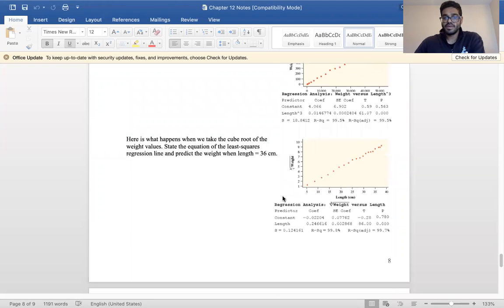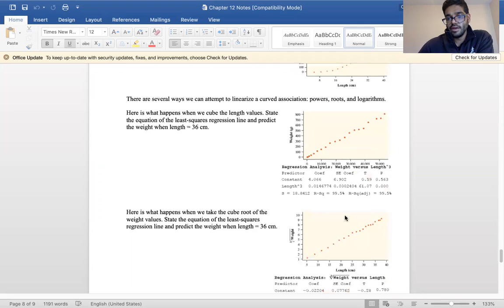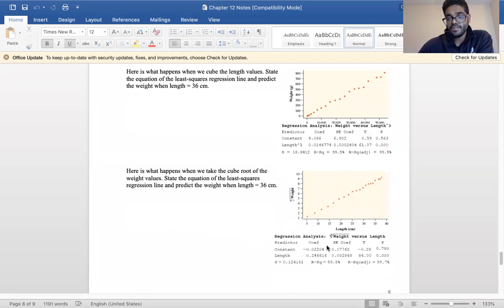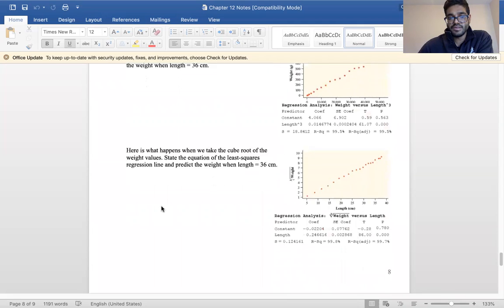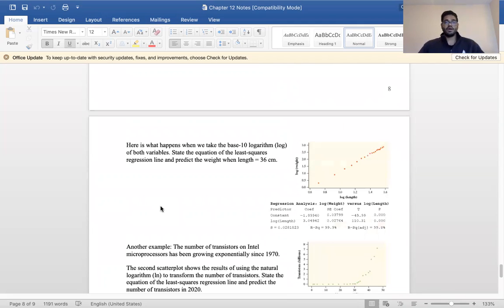Now, same thing here, except here we've transformed the y. So we've done a cube root on the y, and you see we got this. Again, a lot more linear than what we had at the beginning. And we have a different output down here. So take a look, see if you can write the equation, see if you can predict. And here's another transformation that we did, a log transformation. Again, see if you can do the same output.